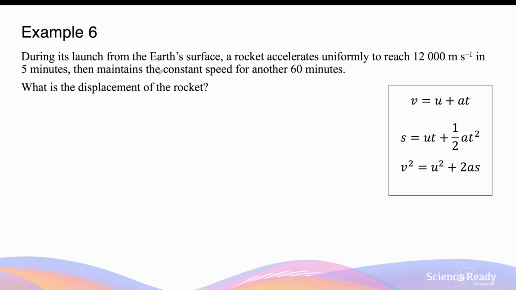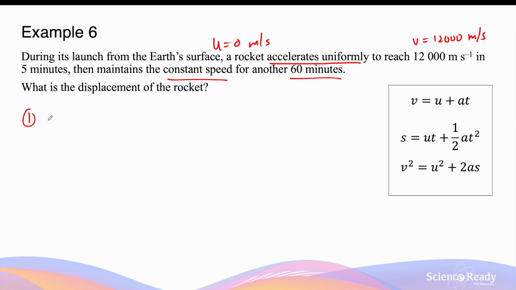So this question involves two different types of motion. The first type of motion involves uniform acceleration from 0 meters per second to a final velocity of 12,000 meters per second, and that's over the span of 5 minutes. This is then followed by the second type of motion, which is motion at constant velocity or speed without any acceleration, and this lasts for 60 minutes. When you get scenarios that involve two different types of motion, that is one involving acceleration and another involving no acceleration, you need to do the calculation separately.